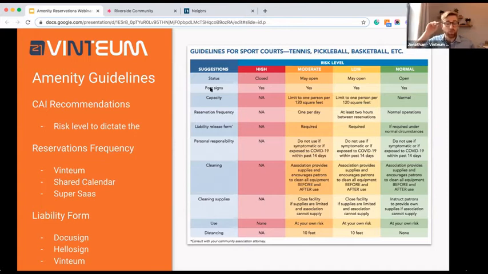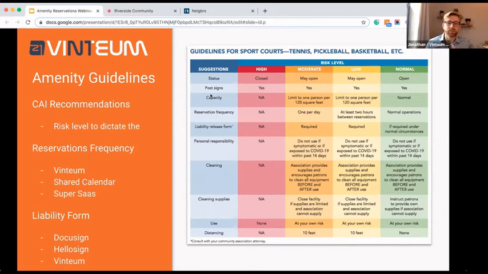Again, what sort of rules are there with this amenity? What sort of capacity restrictions are there with this amenity? Do we want to limit people, if it's a pool, to one, maybe two families at the pool at a time, or maybe one person per every other lane at a lap pool? These are some considerations to be made.